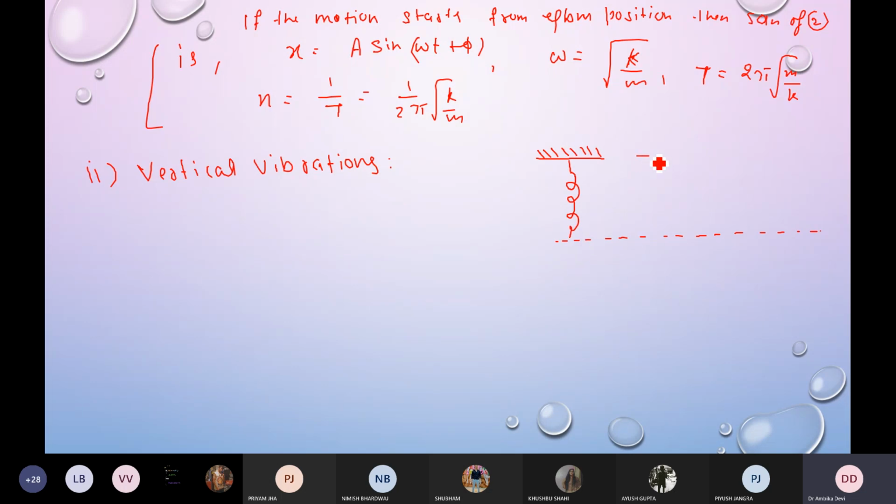Okay, now second is when we are fixing a mass on the lower end of the spring. So what will happen to the spring when you fix a mass to it? It will get stretched downwards. Okay, so this is mass M being attached to the spring. As a result of this mass being attached to the system, the spring will be stretched by a distance x naught downwards.